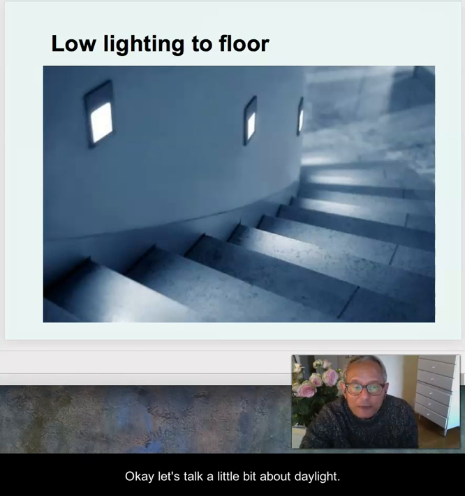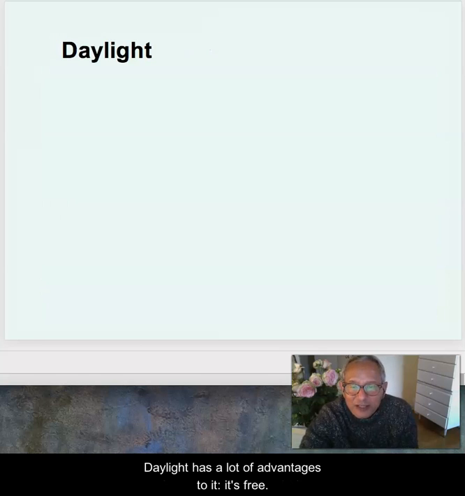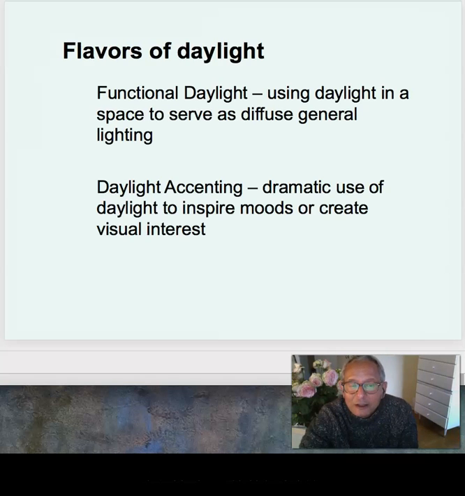Okay, let's talk a little bit about daylight. Daylight has a lot of advantages to it. It's free. So that's one thing. It's pleasing. It's got, what does it have? A full CRI of 100. So it has very good color rendition.